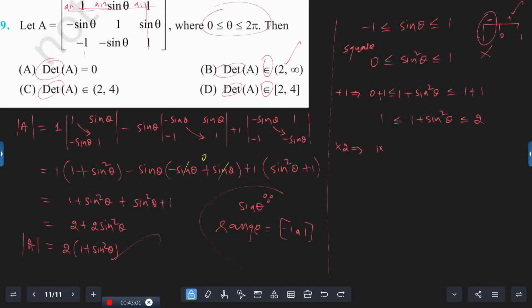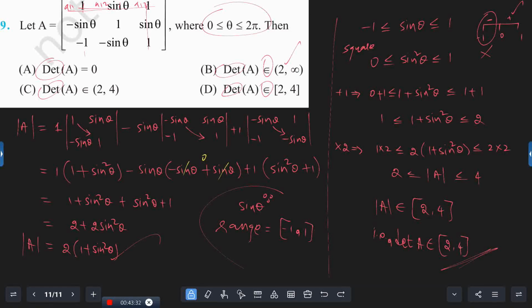When I multiply, 1 2s are 2 less than or equal to 2 into 1 plus sin square theta less than or equal to 2 into 2. So 1 2s are 2 less than or equal to the question. Question means what? The determinant of A. Determinant of A less than or equal to 2 2s are 4. Therefore determinant of A belongs to 2 comma 4. That is how they have given it in the options. Where do you have this option? Option D. Determinant A belongs to option D.